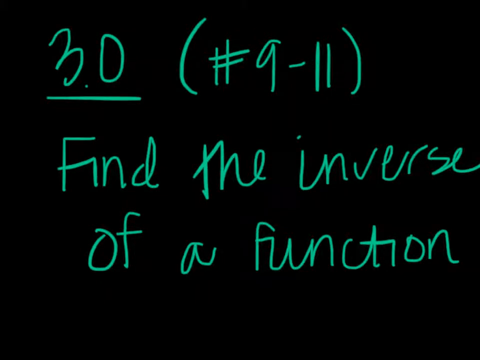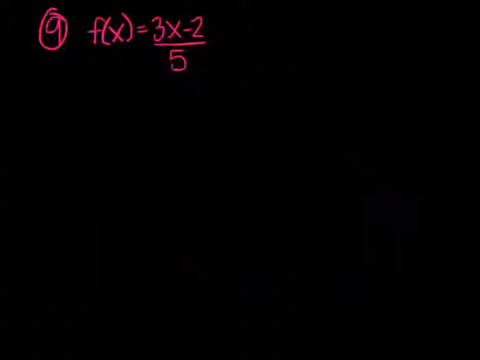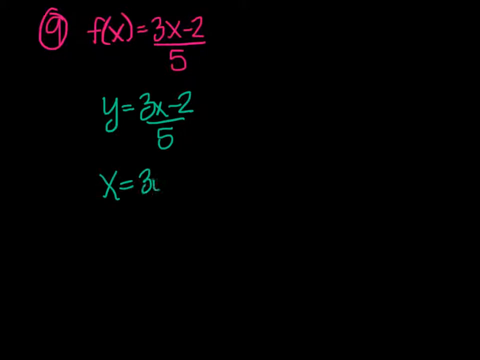This video is going to go over numbers 9 through 11, finding the inverse of a function. The first thing we have to do to find the inverse of a function is switch x and y values. So I'm going to change f of x to y. And then I'm going to switch the x and the y values. So x equals (3y minus 2) over 5.